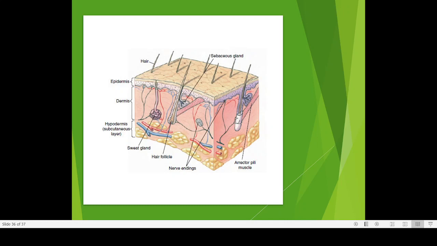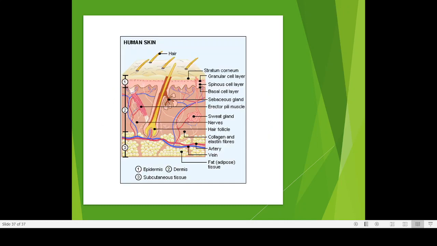You can find the presence of hair, sebaceous glands and sweat glands. These are all fat cells. These are blood vessels. So this is giving an idea regarding the structure of the skin also. Then this is a comparison with the human skin. Okay, so with this the structure of the skin is over, and we will come to another section.